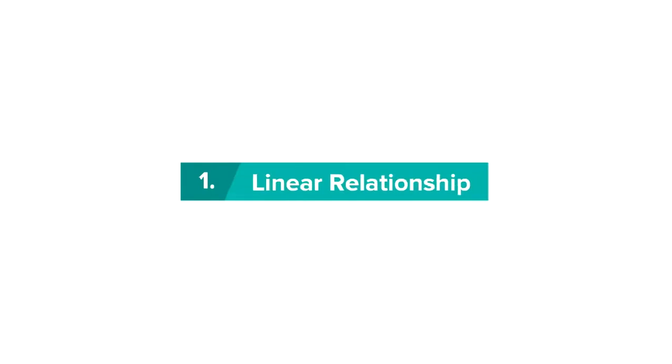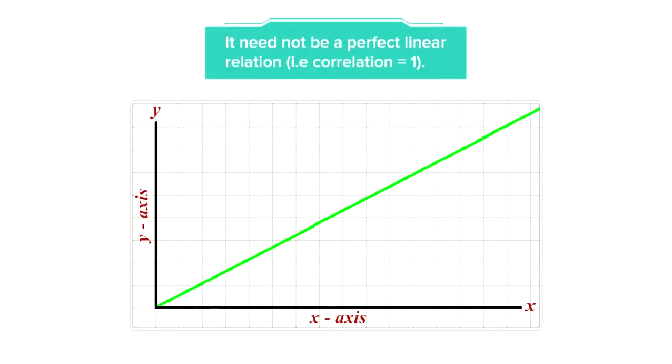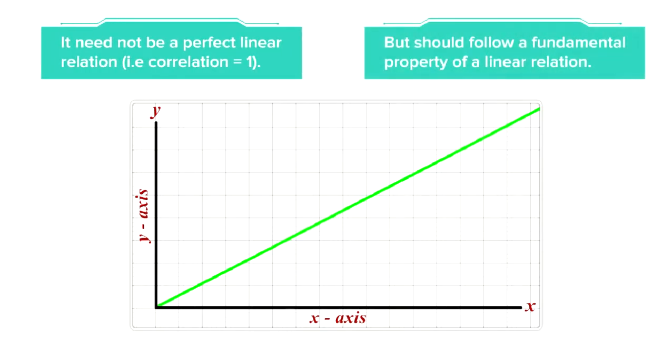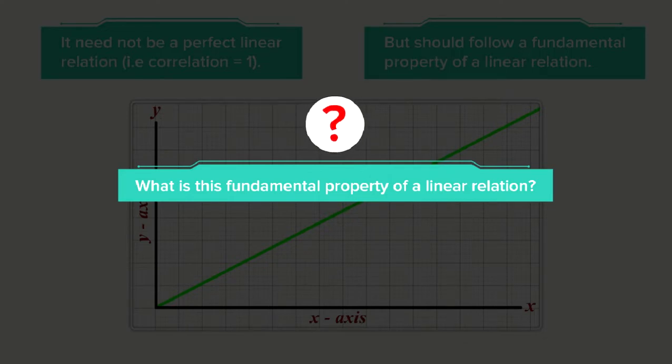The first assumption for linear regression is the most obvious one. The target and the independent variable should have a linear relationship between them. It need not be a perfect linear relation, that is, correlation equal to 1 in the strictest sense, but it should follow a fundamental property of a linear relation. Now, what is this fundamental property of a linear relation, you might ask.